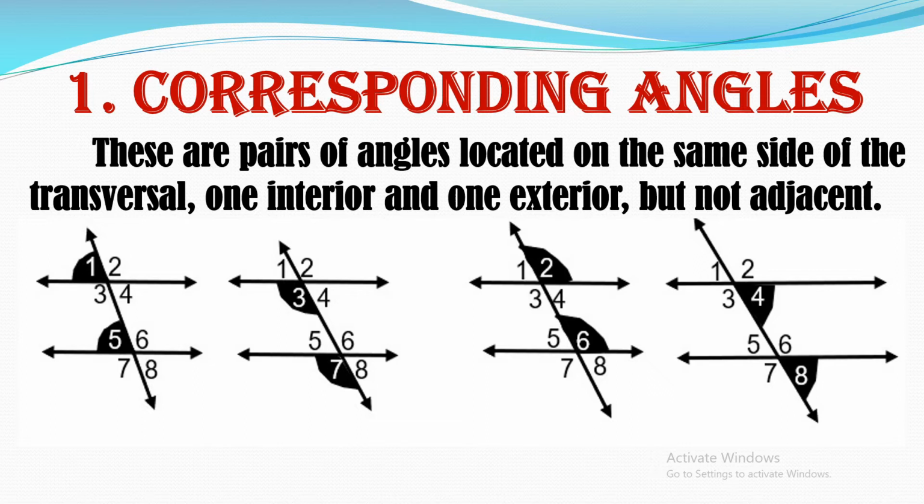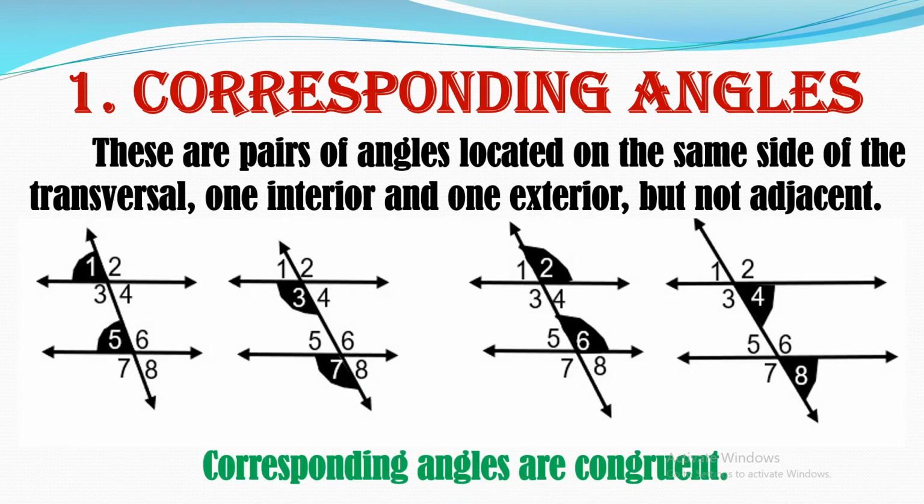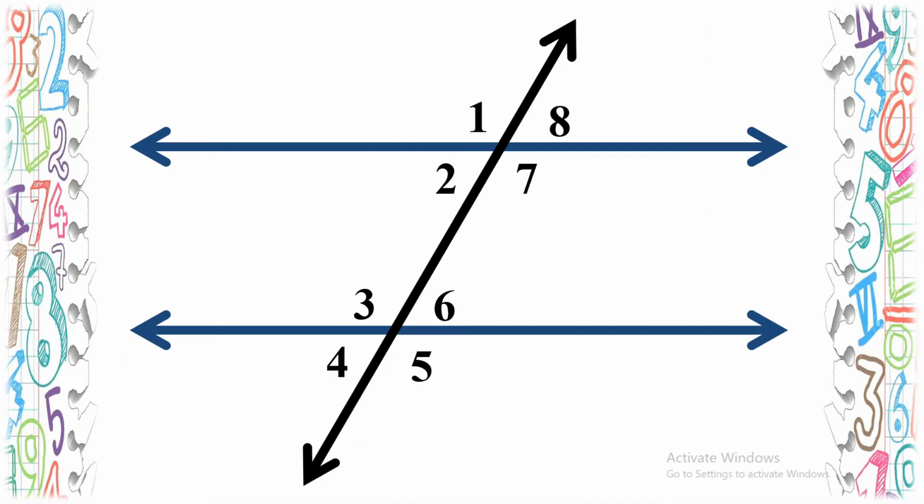Now, with regards to the measurement of corresponding angles, they are congruent. So on figure 1, the measurement of angle 1 is the same as the measurement of angle 5. The measurement of angle 3 is equal to the measurement of angle 7. Let us have an example. In this figure, can you name the corresponding angles?